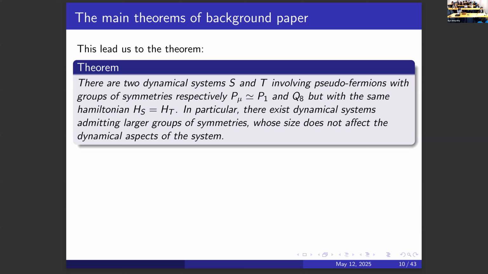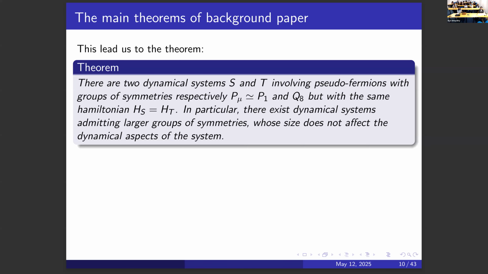And so we looked at two systems involving pseudo-fermions, where they had a group of symmetry on them, P1 and Q8. So these were two systems, F and P, with two groups of symmetry, P1 and Q8. By group of symmetries, we're talking about the operators on that system that commute with the Hamiltonian of the system. The Hamiltonian is the operator that governs the energy of the system. So the group of symmetries, in this specific case, is the group that commutes with the Hamiltonian.